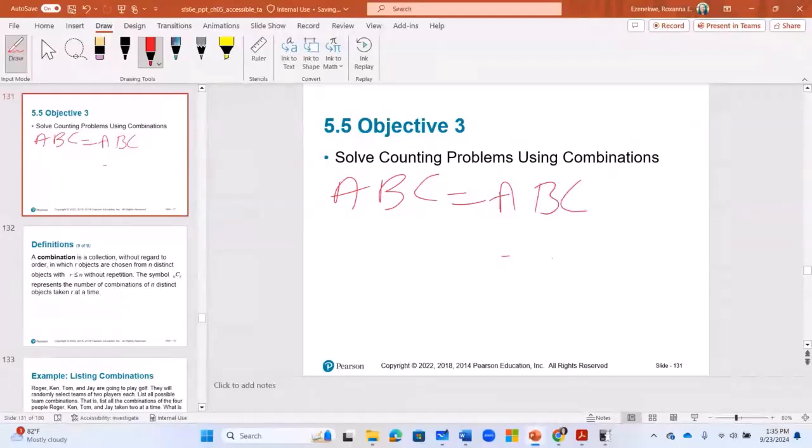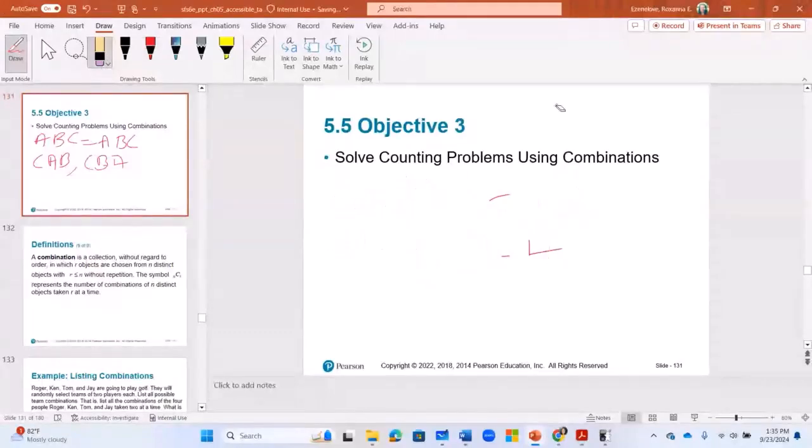Even if I say ABC, CAB, CBA, they are still going to be ABC. So if order is not important, then ABC is equal to ABC. I want you to note this because we shall soon get to permutation. In combination, order is not important, so it doesn't matter how many ways I can write ABC. ABC is ABC. That's why I want to make sure you know what order is not important means.